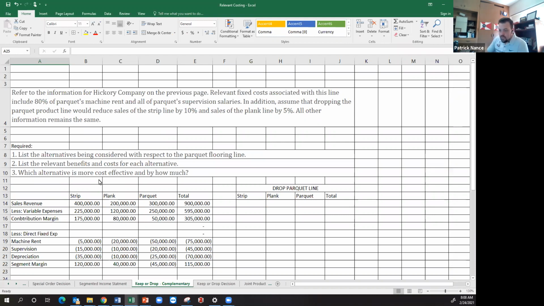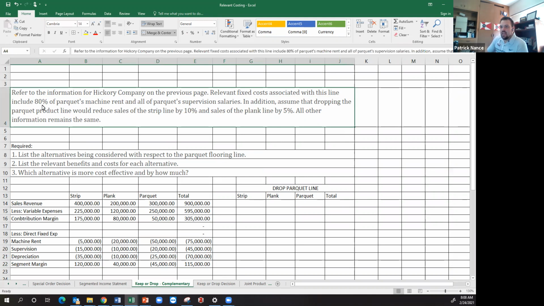So we're going to compare the relevant costs and relevant revenues and see whether we should keep or drop this product line. Refer to the Hickory Company on the previous page. That's this information here. Relevant fixed costs associated with this line include 80% of Parkett's machine rent and all of Parkett's supervision salaries. In addition, assume that dropping the Parquet product line would reduce sales of the strip line by 10% and the sales of plank line by 5%. All the other information remains the same.